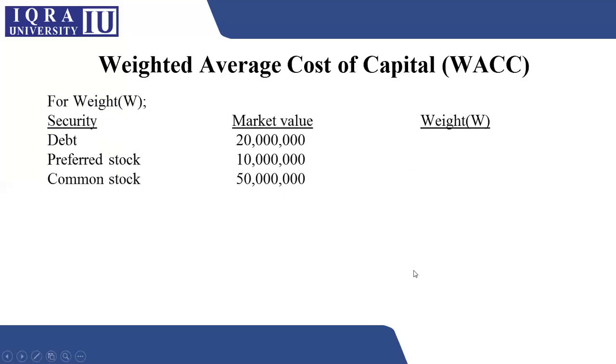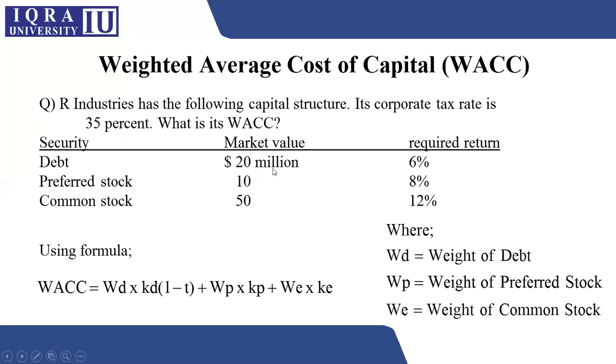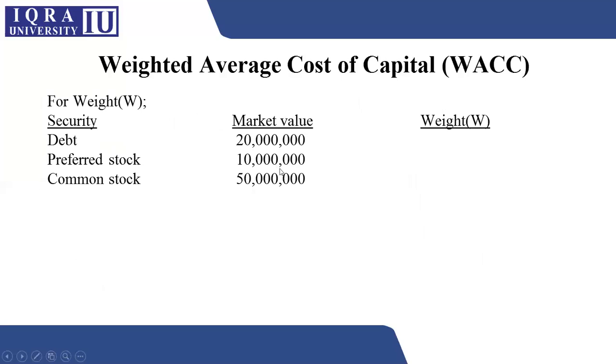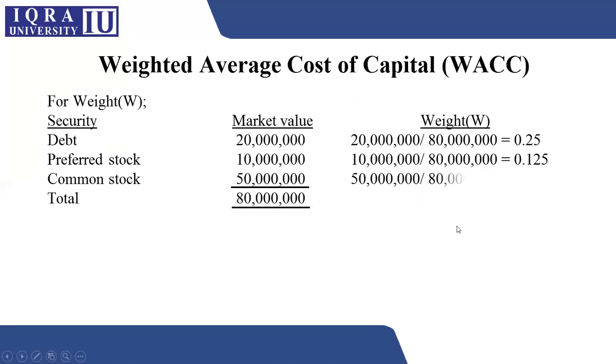Now, student, in the previous slide you see that the market values were given in millions. In this slide, I converted them into simple amounts, and now I'm taking the total. If you take the total, you can easily calculate the weight of each and every component, which comes out like this. The debt component is 25%, preferred stock 12.5%, and common stock 62.5%. These are the weights that you calculated based on individual investment divided by the total capital of the firm.